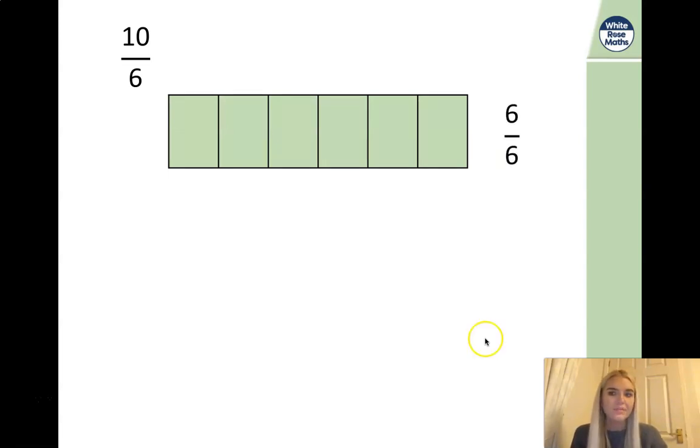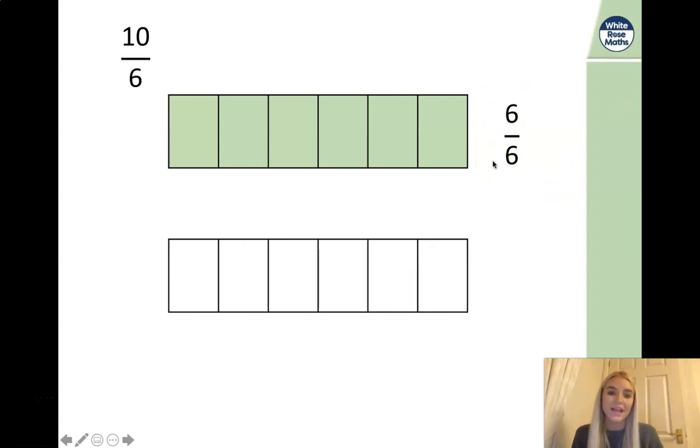Now, because my fraction is 10 sixths, do I need another bar? Yes, I do, because I've only made 6 so far, don't I? I need another bar of 6, but am I going to use all 6 of them? Have a think. No, I'm not, am I? Why not? Absolutely, because to get from 6 to 10, we don't need to add another 6. What do we need to add? 4, that's right. So we're going to colour 4 more out of my 6th bar in.